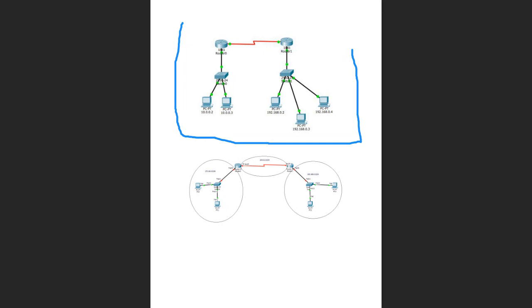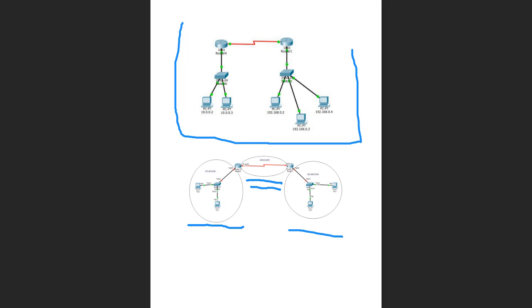So here, okay. How many LANs do we have here in this diagram? Here we have one LAN. This is one LAN. And this is another LAN. Okay. And this is the WAN link between router 1 and router 2. For this you need to go maybe through the telecom company.